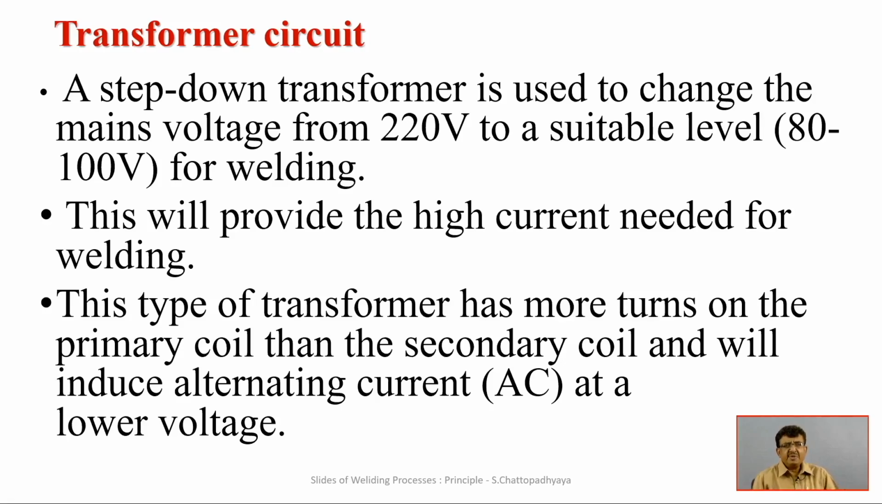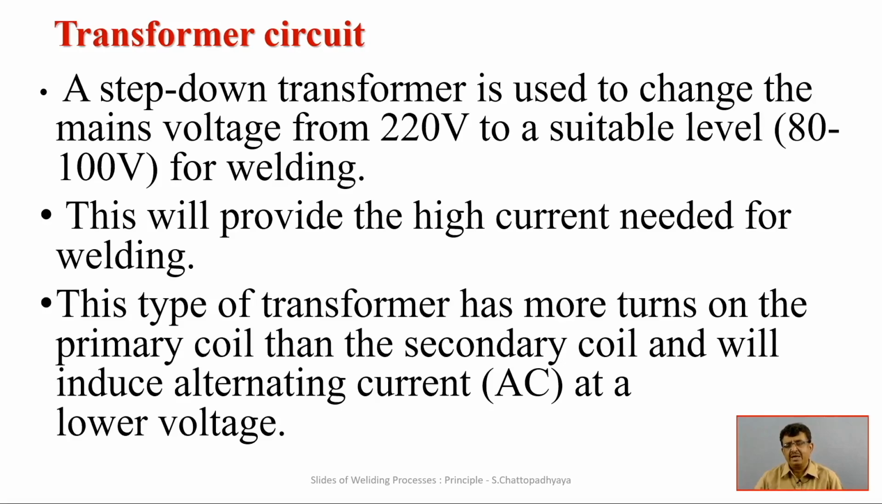So the transformer circuit is basically a step down transformer, because the voltage is reduced from 220 volts to 100 volts. Why is voltage reduced? The ampere is increased. And why? Because H is equal to I square R T. The heat generation is proportional to the square of the current, I square. And that is why it is always better to go for higher current.